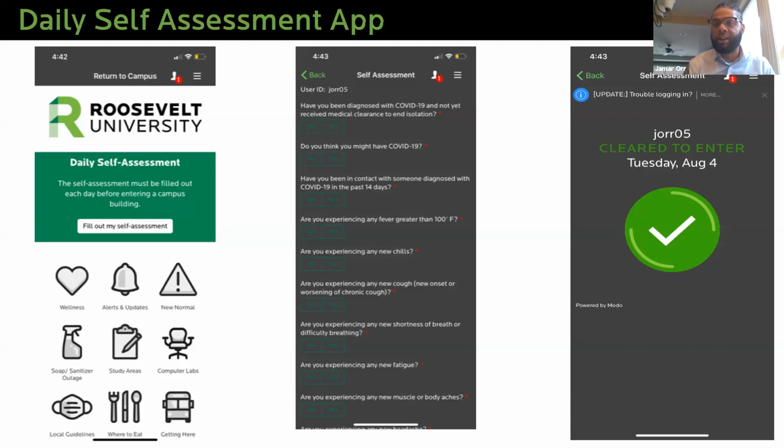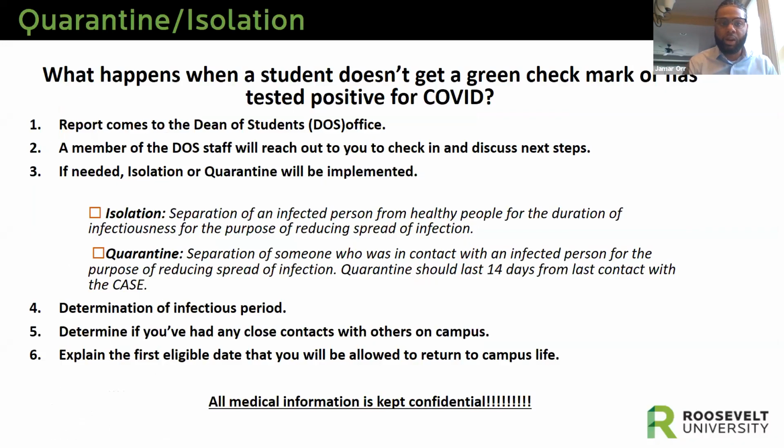So you have to do this every single day. Some of the questions are, do you think you might have COVID-19? Are you experiencing any fever greater than 100 degrees Fahrenheit? Are you experiencing any new chills? Things like that. And so after you've completed the assessment, hopefully you'll see a green check. I've demonstrated it here, and that will allow you to gain access to campus. As I said, there's a full webinar all about this that is linked into this presentation as well.